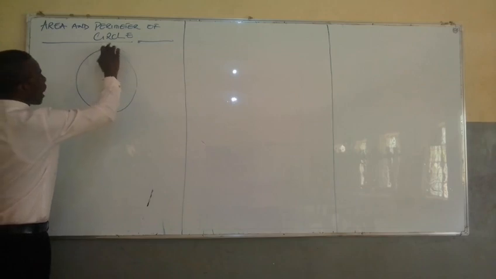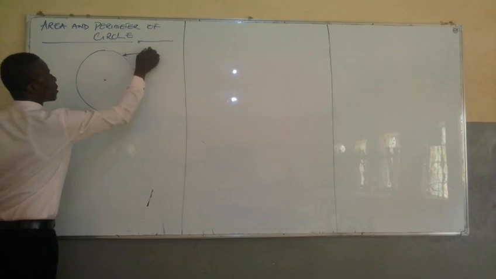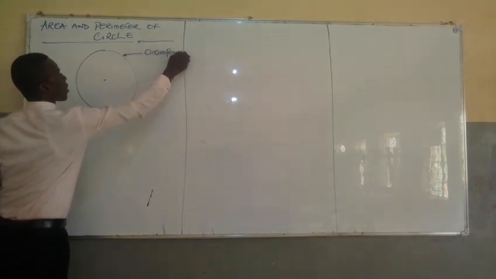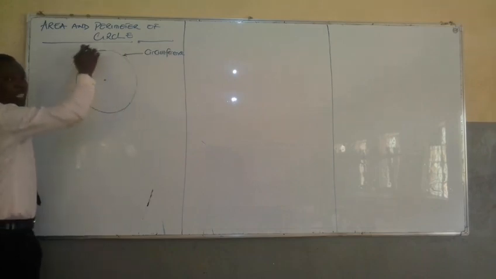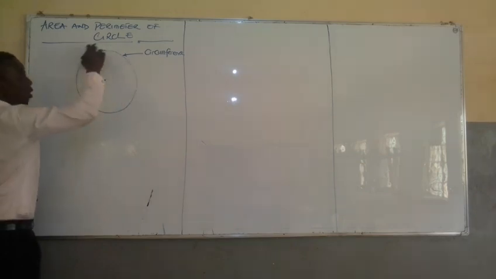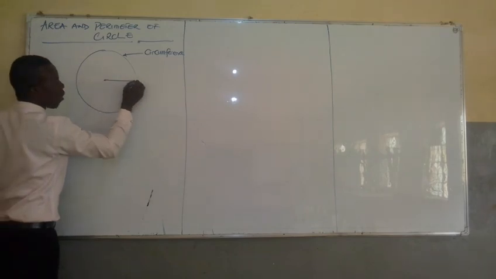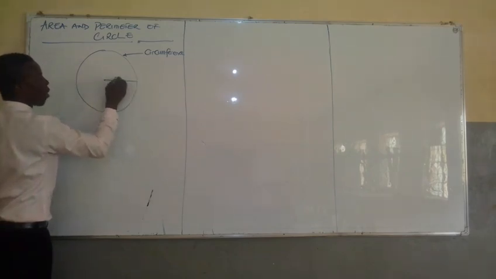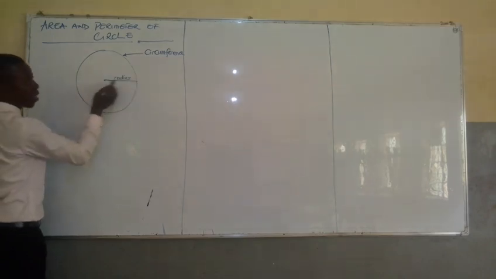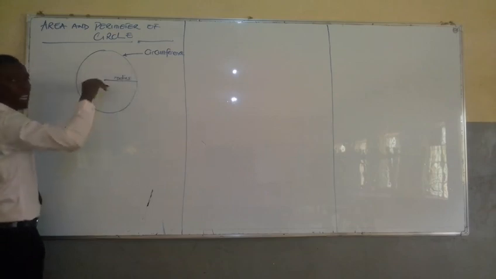So first, this boundary here is called the circumference. The circumference is the boundary. It has a center, so there's the boundary. Now, from the center to any point on the circumference is called the radius. That is from the center to the circumference, and it is the same all round.